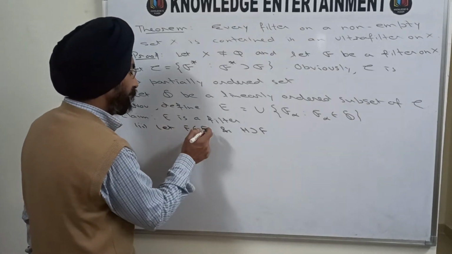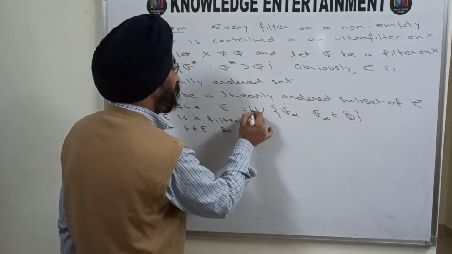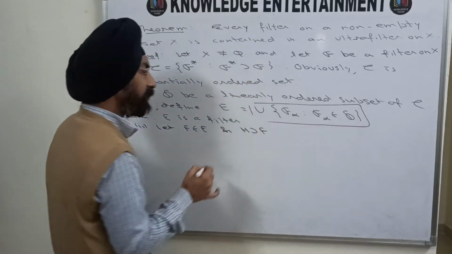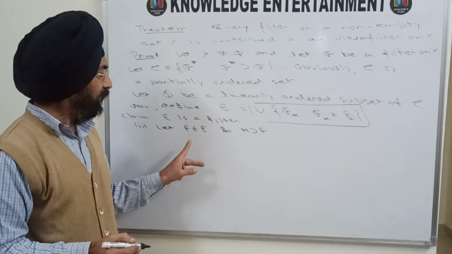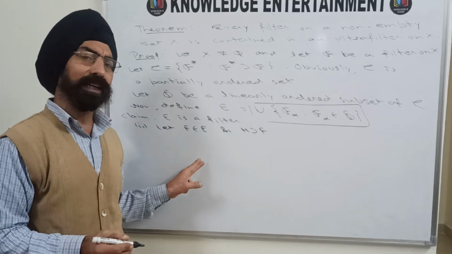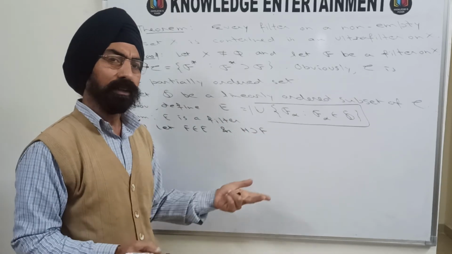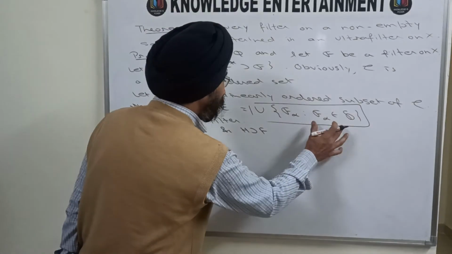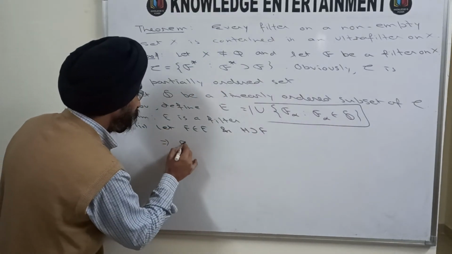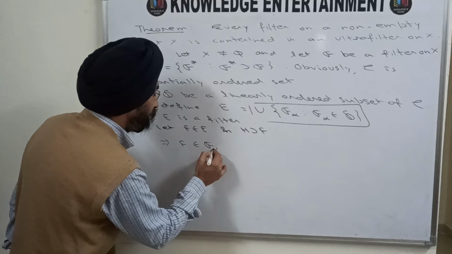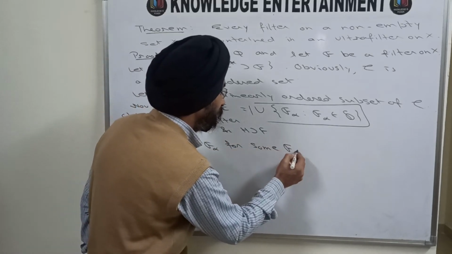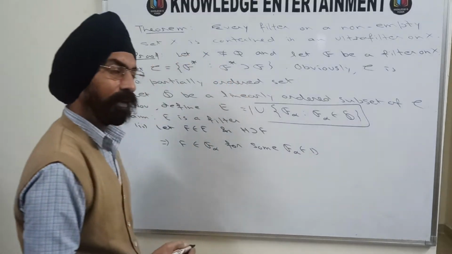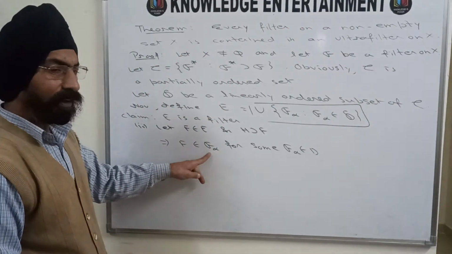Now F belongs to E. And what is E? E is the union of these filters. So if F belongs to E, then F belongs to this union. And if F belongs to the union, then F definitely belongs to some member of this collection. So this means F belongs to F alpha for some F alpha belonging to D. Now F belongs to F alpha.